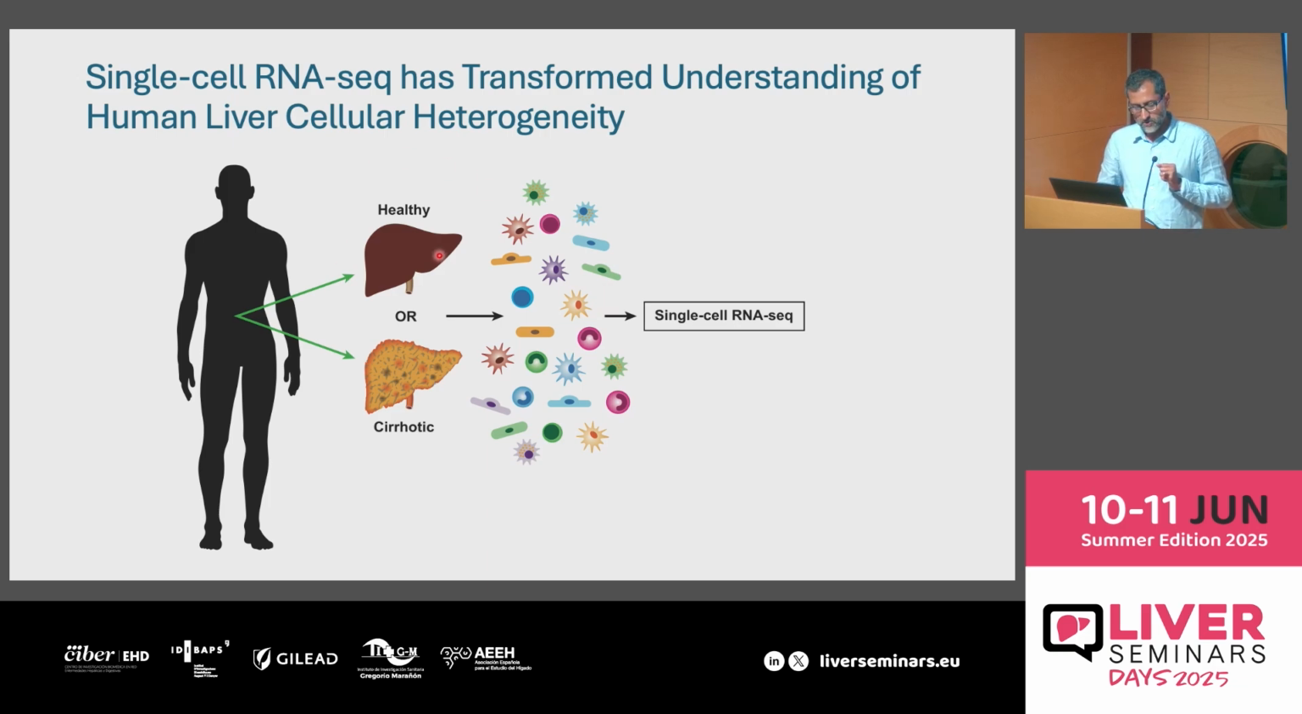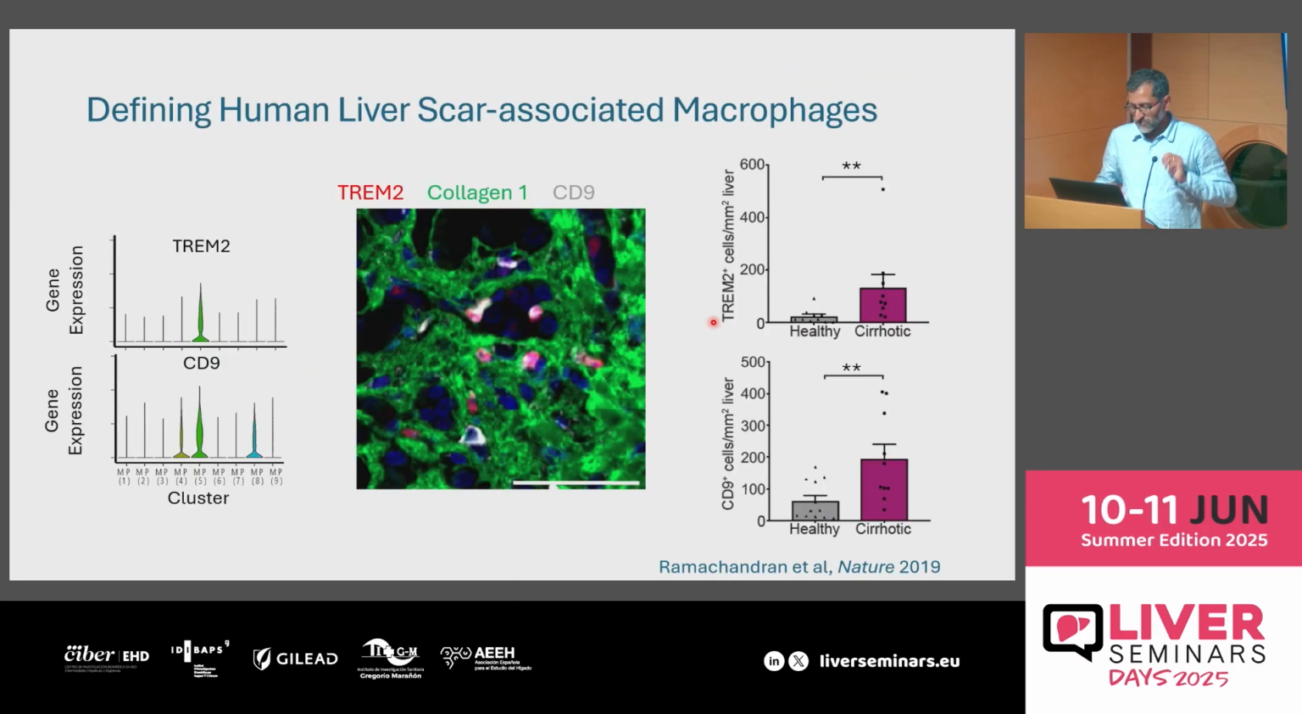And we were able to get cells from either healthy or cirrhotic human livers, isolate the cells and do single-cell sequencing. This is all published, so I'm not going to go into the old data, but essentially what we were able to do was to identify a particular population of macrophages, which we termed scar-associated macrophages.